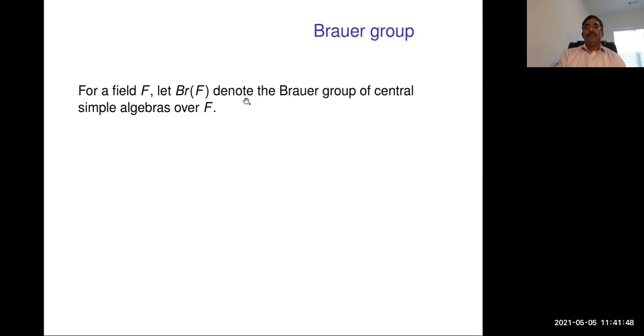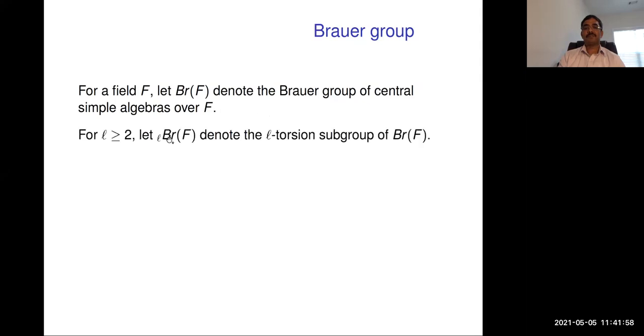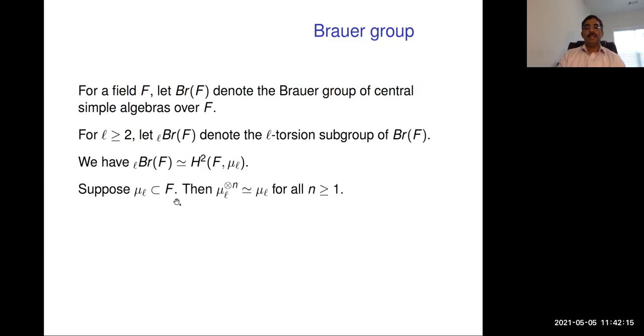So let's look at the Brauer group, which is more important to us. For a field F, let Br(F) denote the Brauer group of central simple algebras over F. For L greater than or equal to 2, let L-Br(F) denote the L-torsion subgroup of this. And we have the L-torsion of the Brauer group of F isomorphic to H2(F, mu L). So suppose mu L is contained in F, then mu L tensor N is the same as mu L for all N. Thus the L-torsion of the Brauer group of F is the same thing as H2 of F with mu L tensor 2.